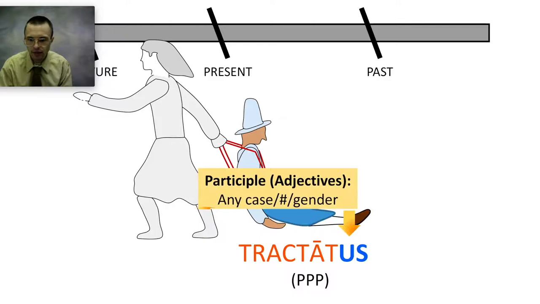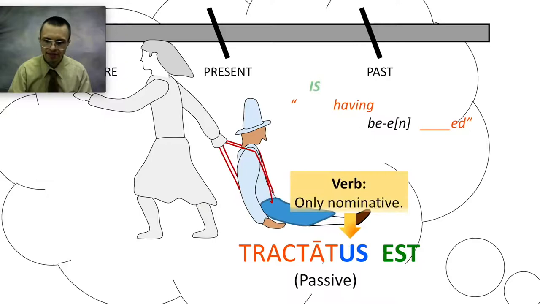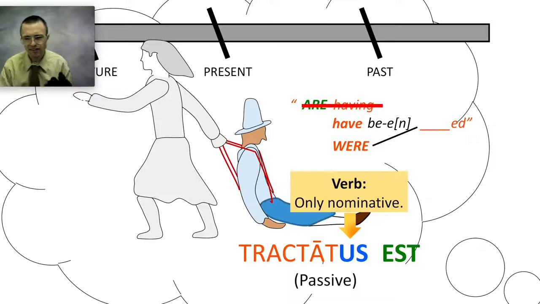But now let's put it together with a verb. If we put est next to it, then it becomes is having been blanked, or more concisely, just has been blanked, or even was blanked. So the idea of this is, like we say in English, I am dragged, or I am smitten, or I am hated. We say it in the present tense, am, but you and I understand that it is a past tense verb.